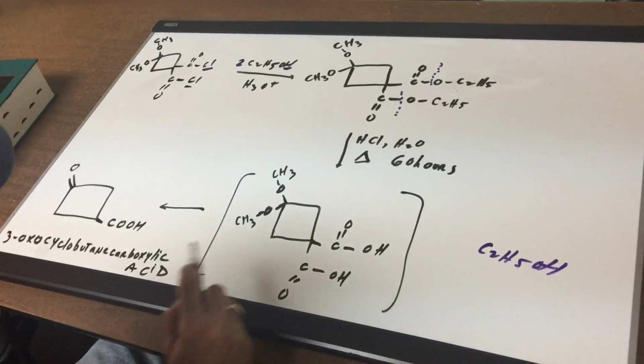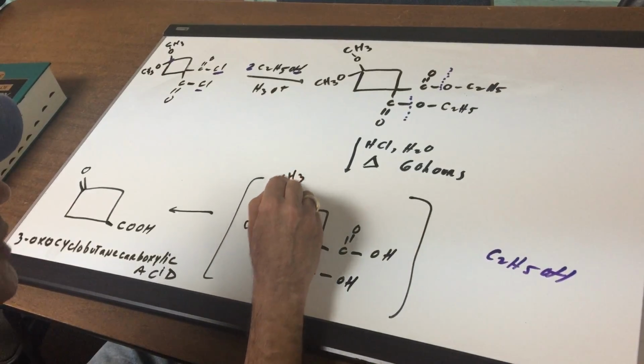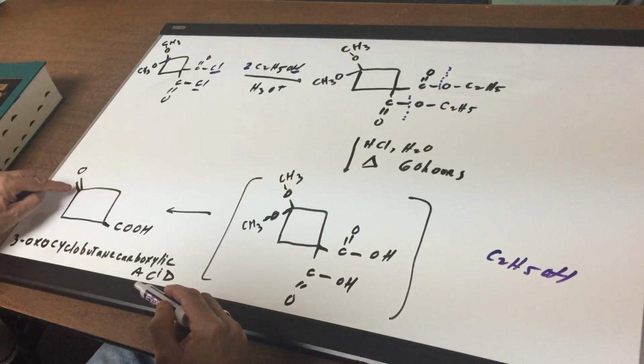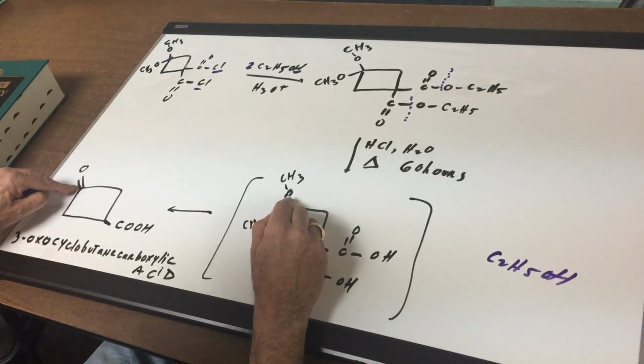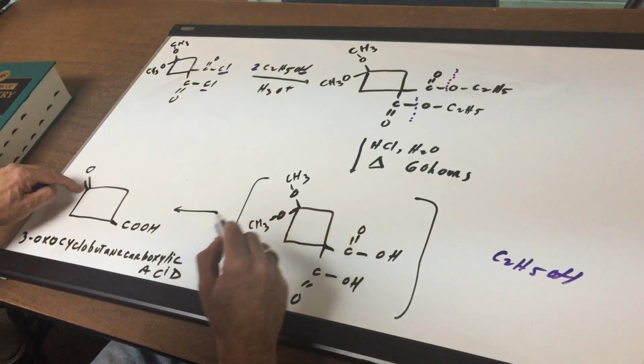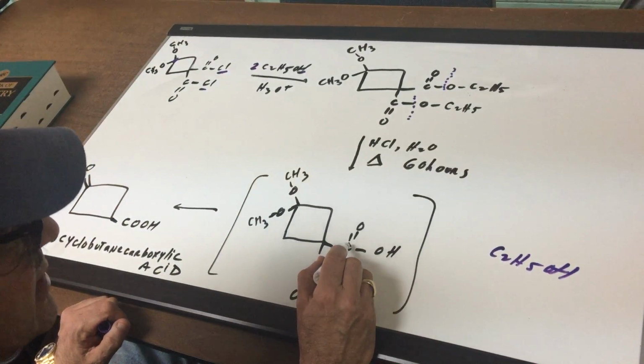Now, I put it in brackets because 60 hours is a long time. So what's going to happen when you have acid on an acetal, both of these groups are leaving, water comes in, sets up a leaving group, and it becomes a carbonyl group. So whenever you treat an acetal or a ketal with acid, you get the carbonyl compound. Here's a tricky part.